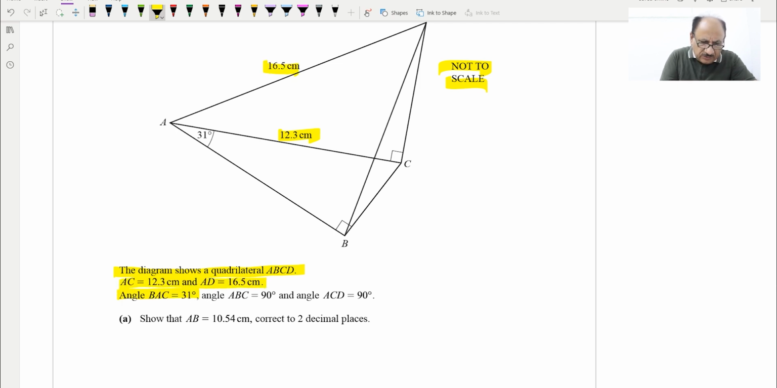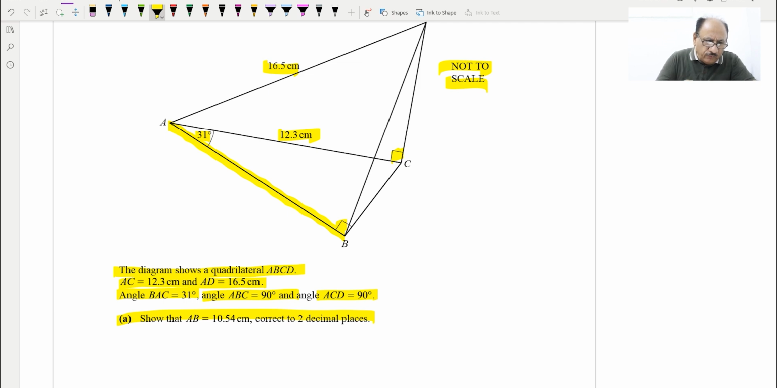Angle BAC is 31 degrees and angle ABC is 90 degrees. Angle ABC, this one is 90 degrees, and then ACD is also 90 degrees. This is also 90 degrees. Show that AB is equal to 10.54, correct to two decimal places. AB is which one? AB is basically this line which we need to show.